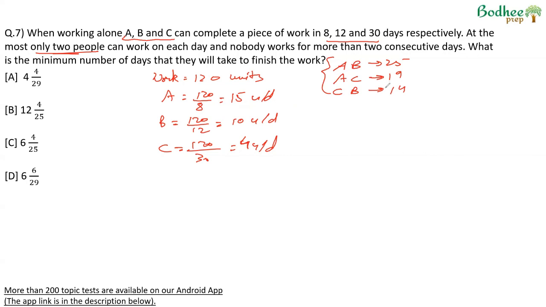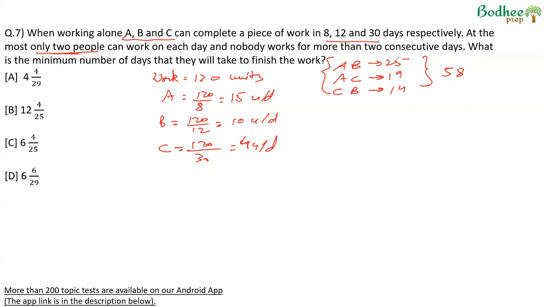Only 2 people can work on here. Nobody works for more than 2 consecutive days. So this is 3 days. This will give us 25 plus 19 plus 14, that is 58 units of work.